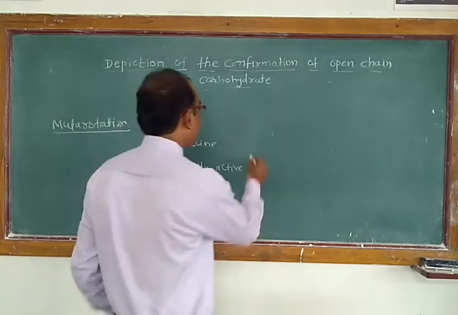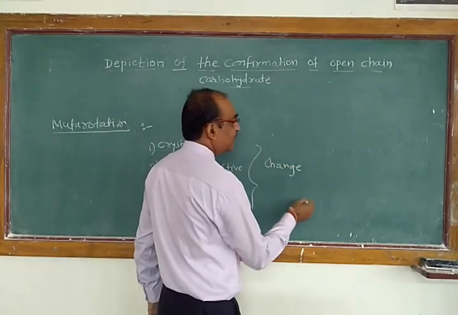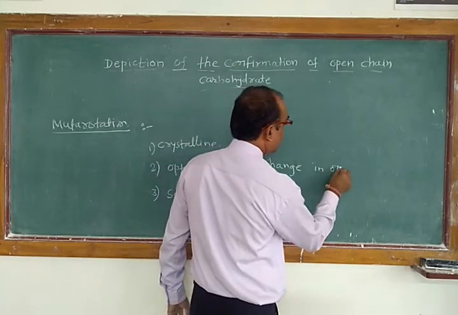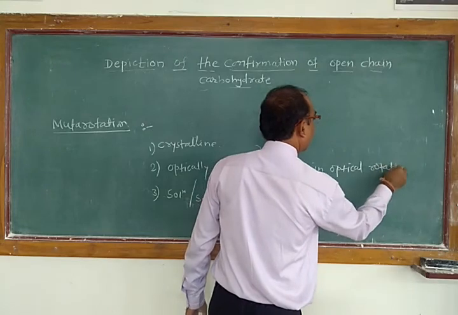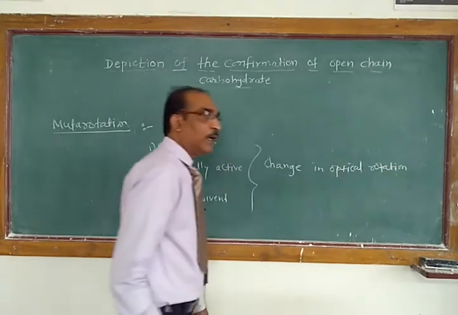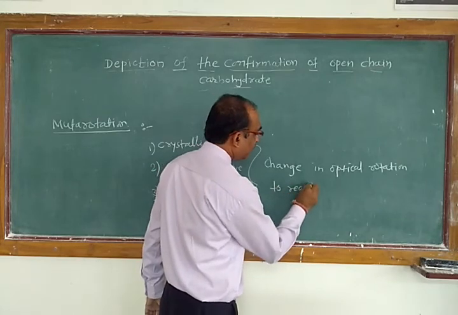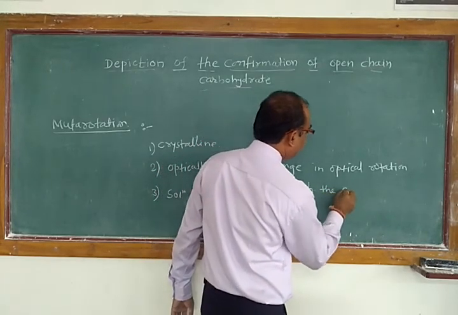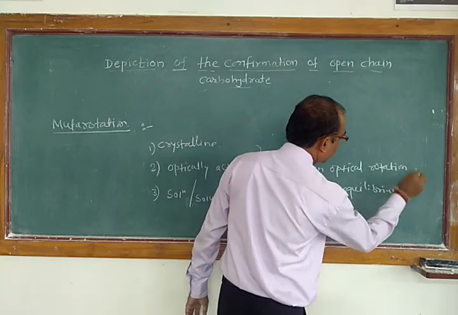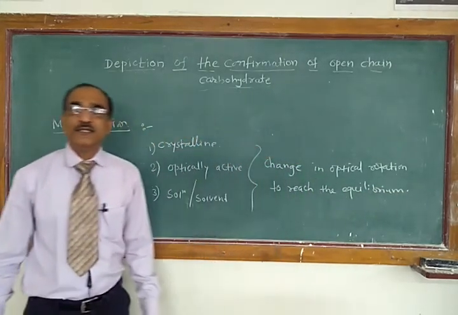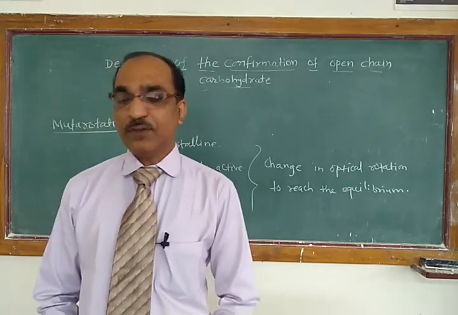So what will it show? A change in optical rotation to reach the equilibrium in the rotation. That rotation change is called mutarotation. So this is about today's lecture.